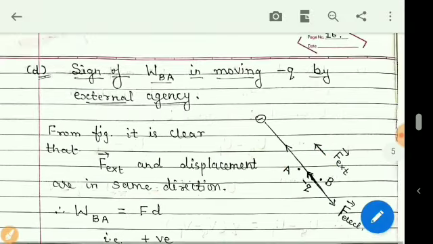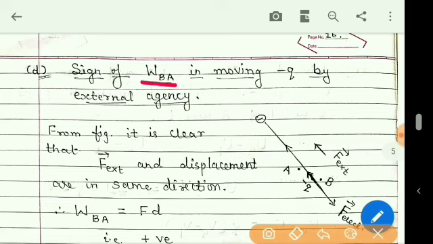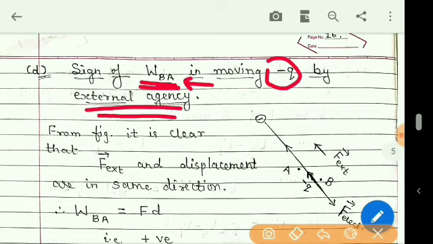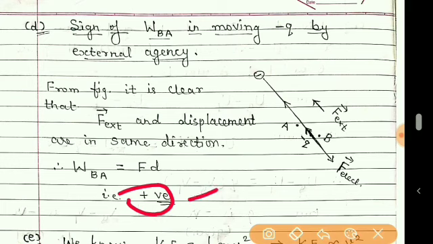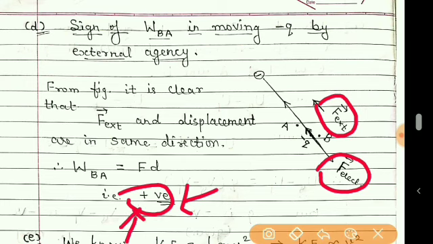because in this case it is asked what will be the sign of the work done to bring this negative charge from B to A by an external agency. If it is asked by the electric field, then once again the sign will be reversed. This will become negative if the work is to be done by the electric field. But here the work is to be done by the external force, and so the sign is positive.